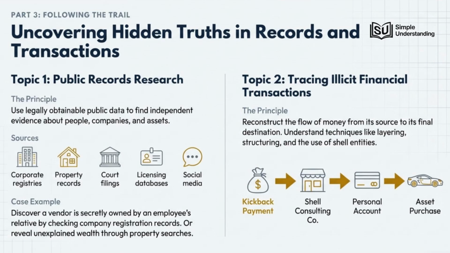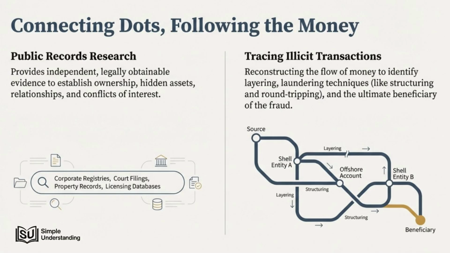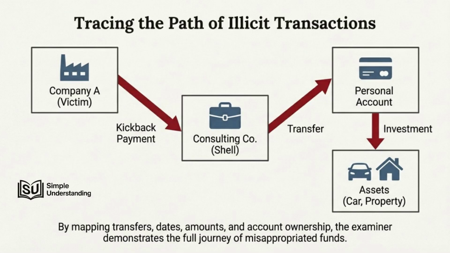9. Tracing illicit financial transactions. Tracing transactions means reconstructing the flow of money from source to final destination. The exam tests your ability to follow funds through accounts, identify layering, and recognize laundering techniques such as structuring, round-tripping, and use of shell entities. This requires understanding transaction cycles, account analysis, and financial linkages.